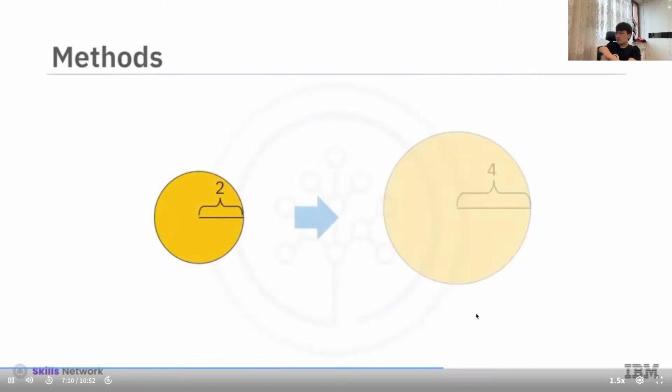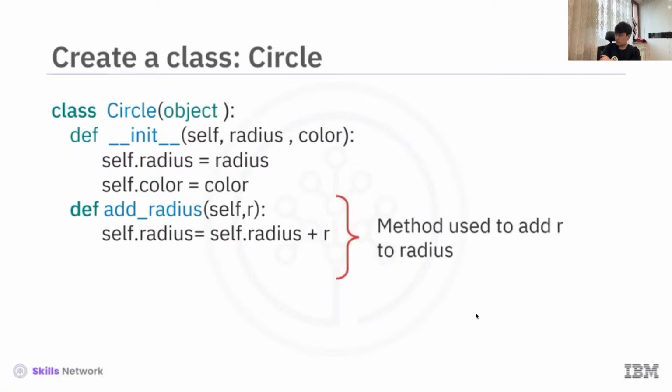Let's say we would like to change the size of a circle. This involves changing the radius attribute. We add a method addRadius to the class circle. The method is a function that requires the self as well as other parameters. In this case, we are going to add a value to the radius. We denote that value as r. We are going to add r to the data attribute radius.